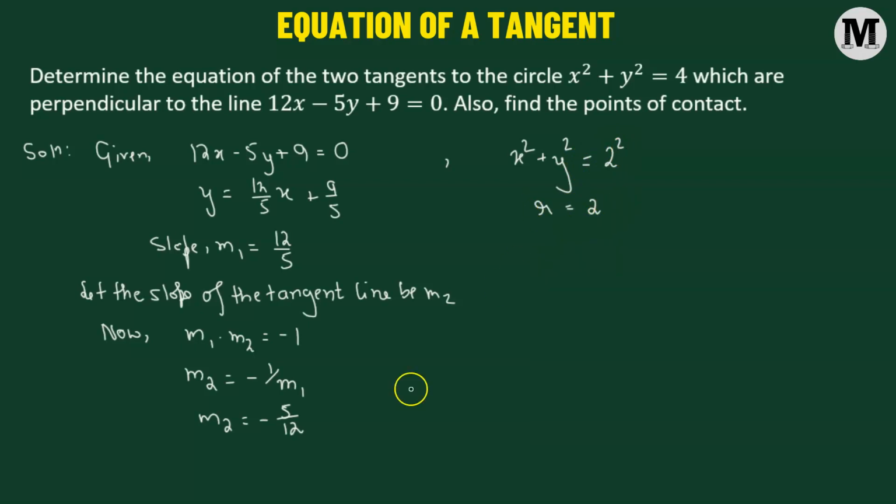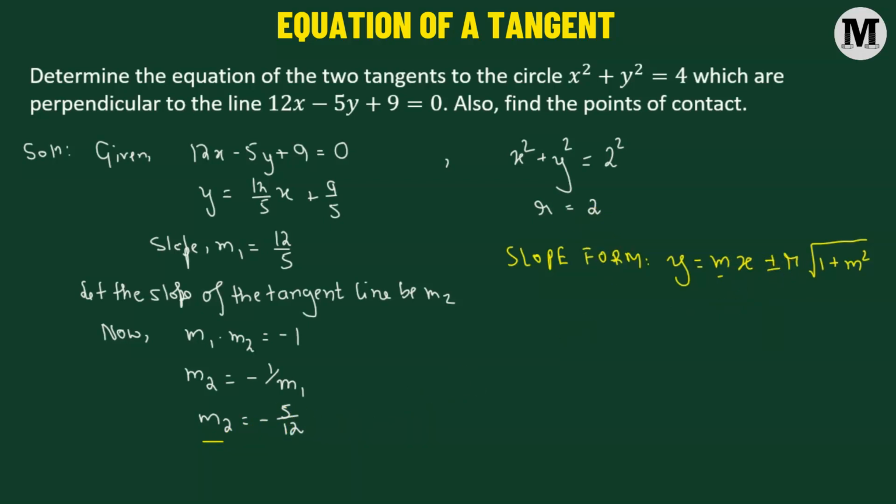The reason we are finding the slope and the radius of the circle is that now we can use the formula to find the equation of the tangent line, and what we'll do here is use the slope form. The slope form of a tangent line is given by y equals m times x plus or minus r times the square root of 1 plus m squared. Here we have already defined the value of m: m is actually m2 with a value of -5 over 12.